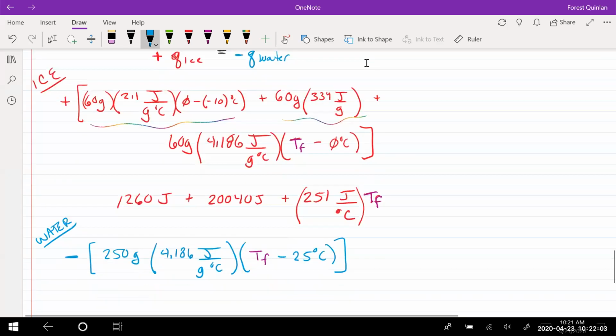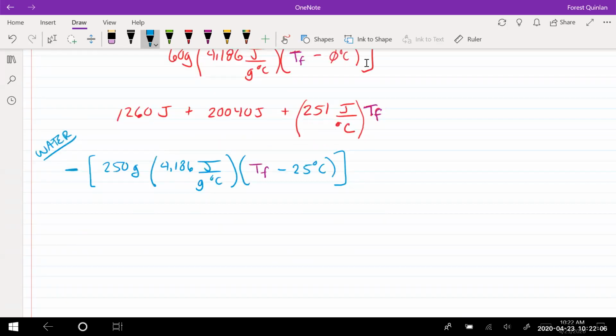Dallas, can you give me 250 times 4.186? 1,047. 1,047, and that's going to be joules per degree Celsius times our final temperature. Notice that I've kept that negative sign and distributed it through. Can you multiply that 1,047 times 25? 26,163. And that's now just joules.